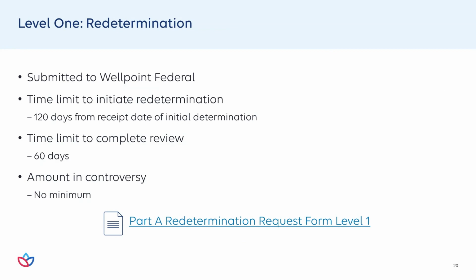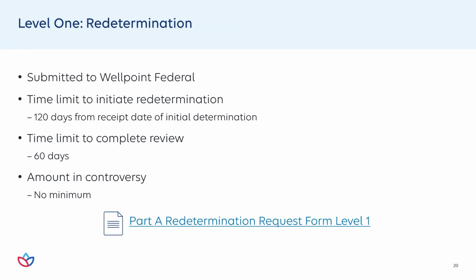But level 1, redetermination. Those appeals are submitted to us at WellPoint Federal. The time limit, as Jessica said, to initiate a redetermination is actually 120 days from the receipt date of the initial determination. Now, our time limit to complete our review within the appeals department is 60 days, and there is no minimum amount in controversy.